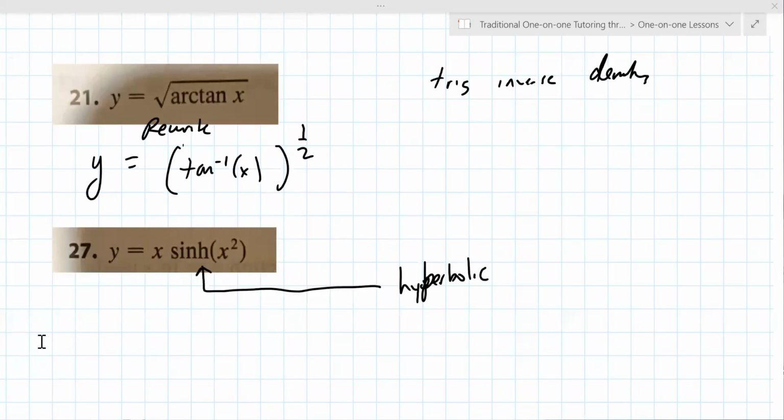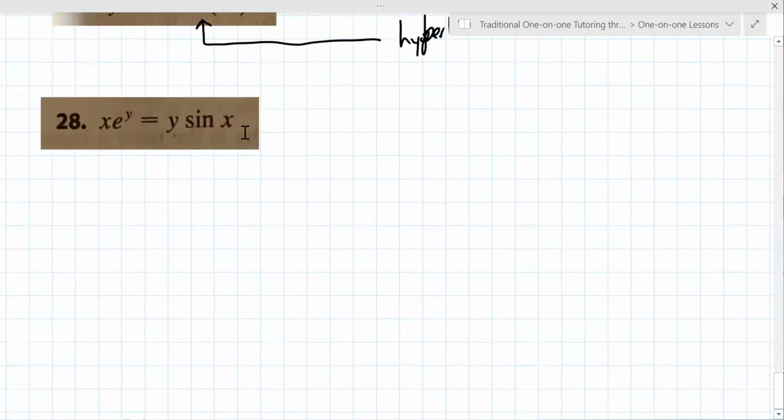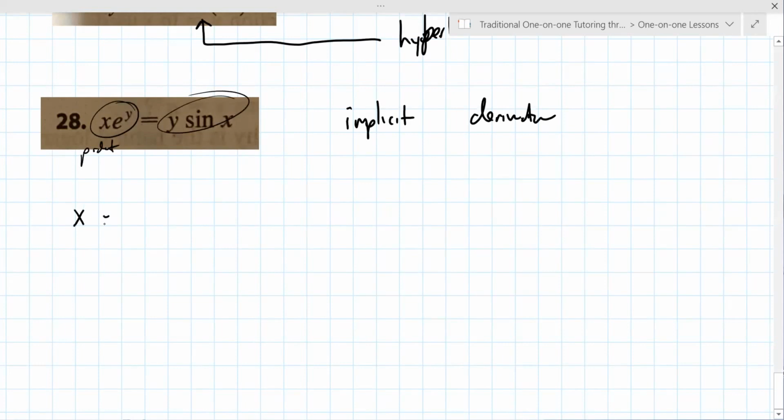Now we should do number 28, because you for sure need to know how to do an implicit derivative. So on the left here, this is product rule, and so is the right. It's the first times the derivative of e to the y, and the derivative of e to the y is itself.